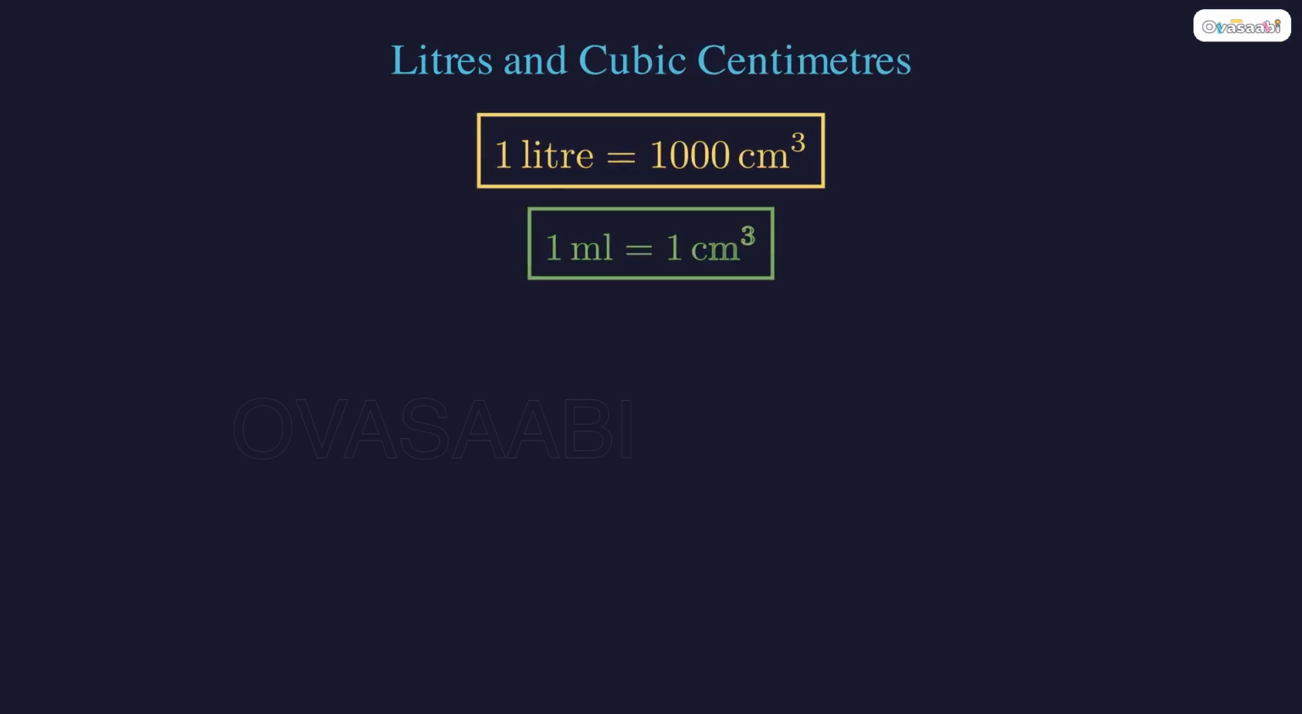Capacity uses liters and milliliters. Remember this magic link. 1 liter equals 1000 cubic centimeters, and 1 milliliter equals exactly 1 cubic centimeter.